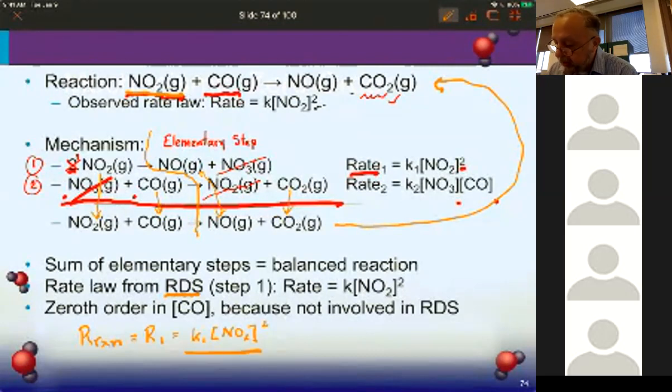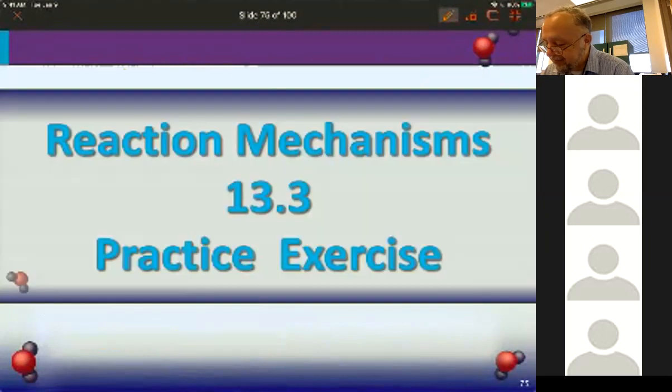It's second order in NO2. Notice that it's second order in NO2, although there's no 2 here, right? There's a 1. This is a coefficient of 1. So when you look at the overall reaction, you never will take a coefficient and make it an exponent. Only when you're talking about mechanisms and you're talking about the elementary steps of a reaction. Okay, I like that. I hope that sinks in for you.